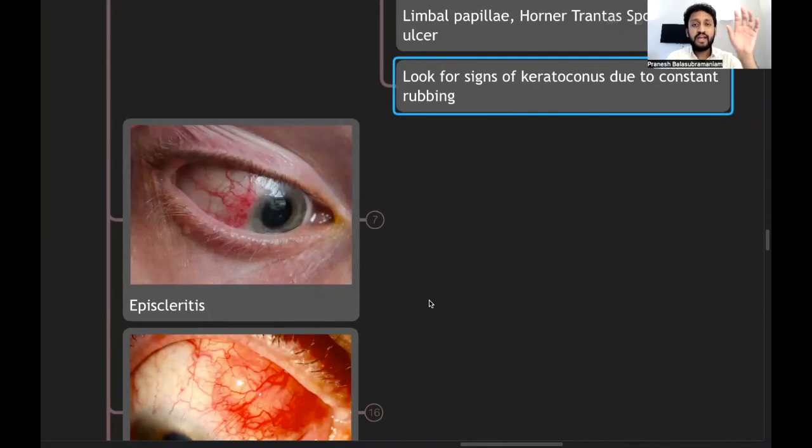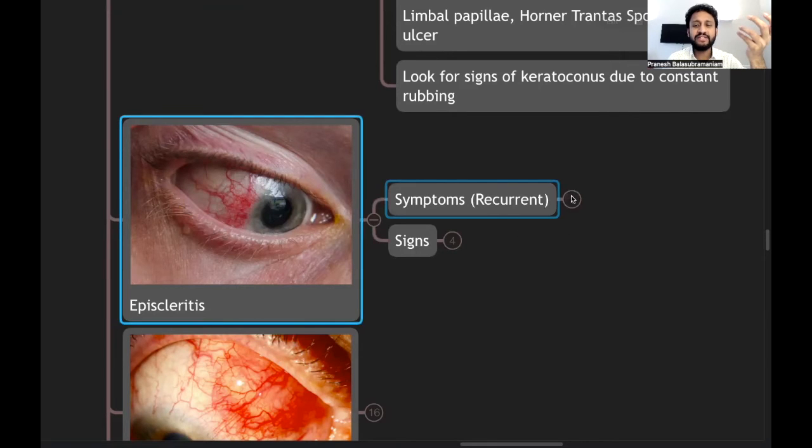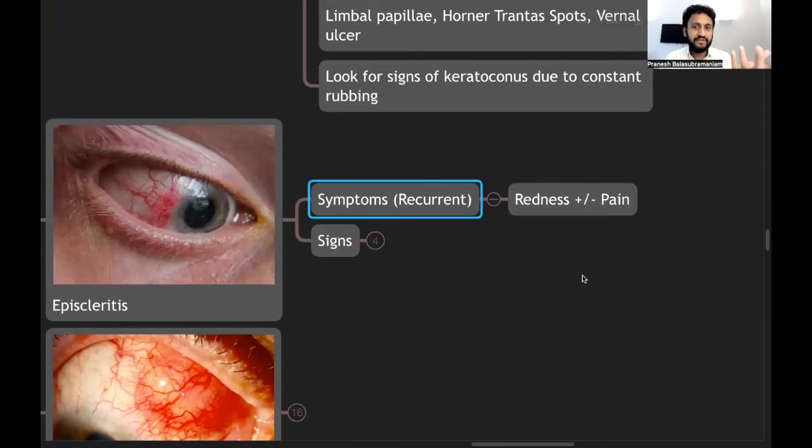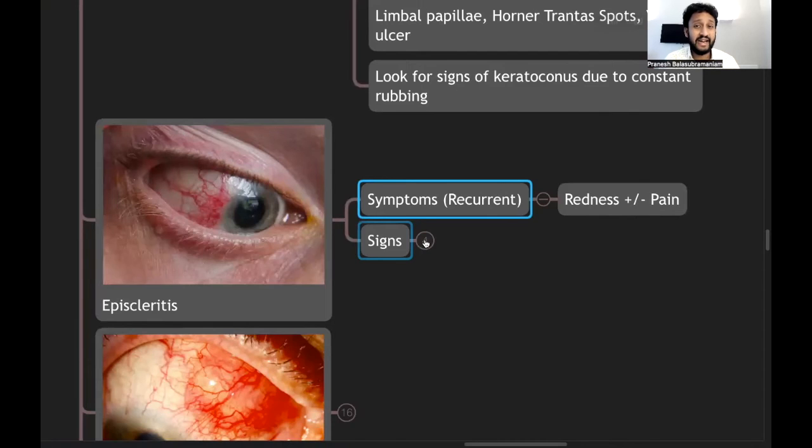Episcleritis is going to be one of the, again, important causes for acute red eye without defective vision, which is quite common, especially in young to middle-aged females with history of recurrence. So patients often present with this redness with or without pain, which is frequently occurring. Episodic occurrences are quite characteristic of episcleritis.